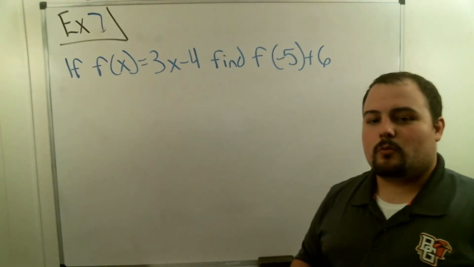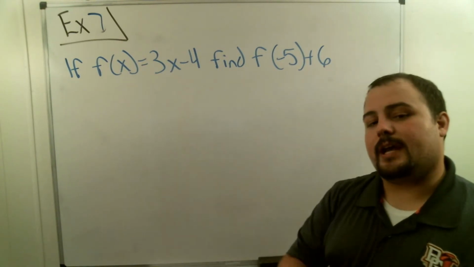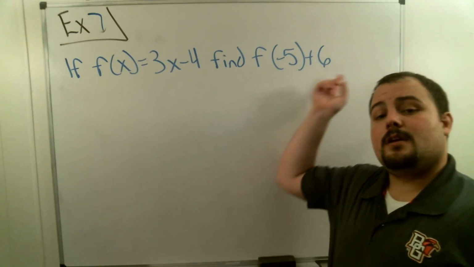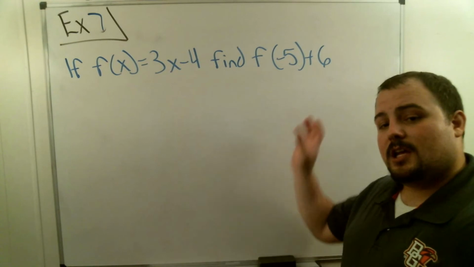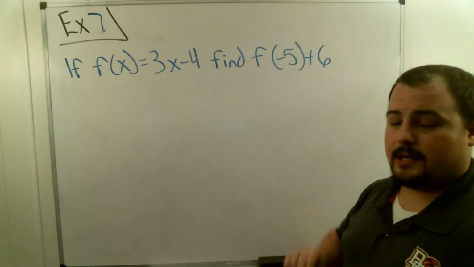In example 7, we're going to be finding a function that has us plugging in -5, but adding 6 at the end. The number that's inside parentheses is the number we're going to plug into the problem, and the number outside the parentheses is something we're going to add to the end of the problem. If it's inside parentheses, we plug it in. If it's outside parentheses, we put it at the end.